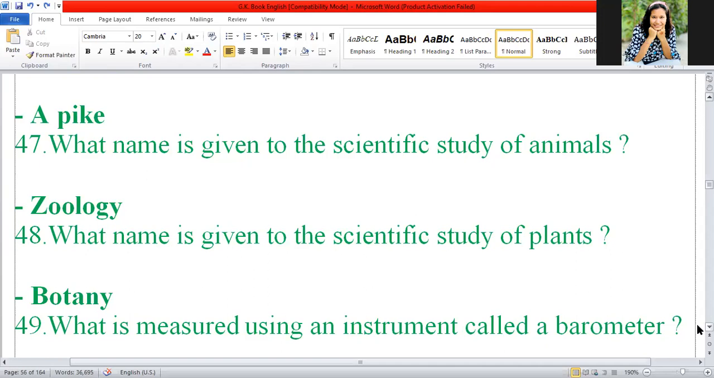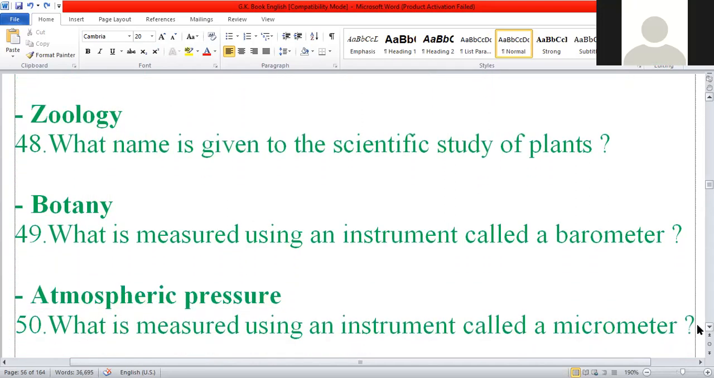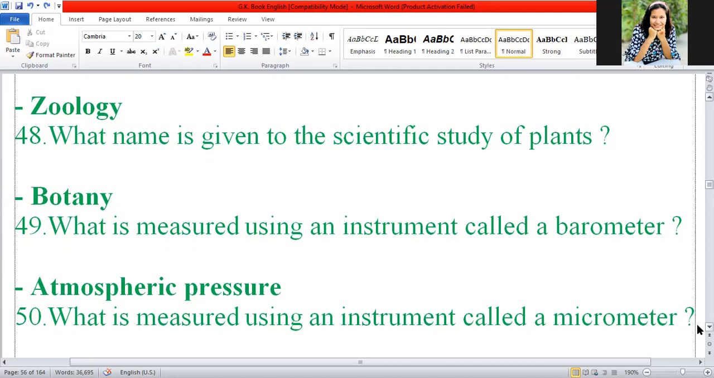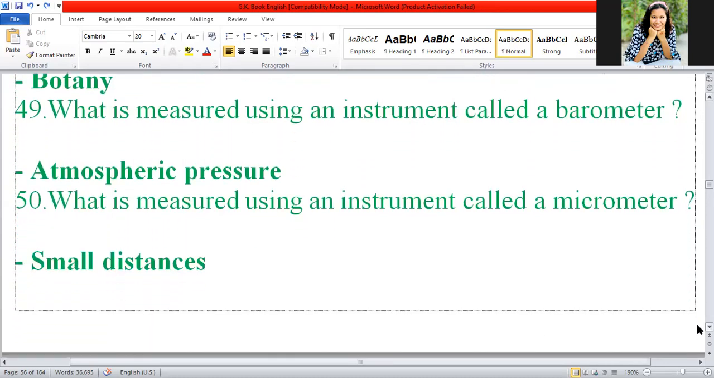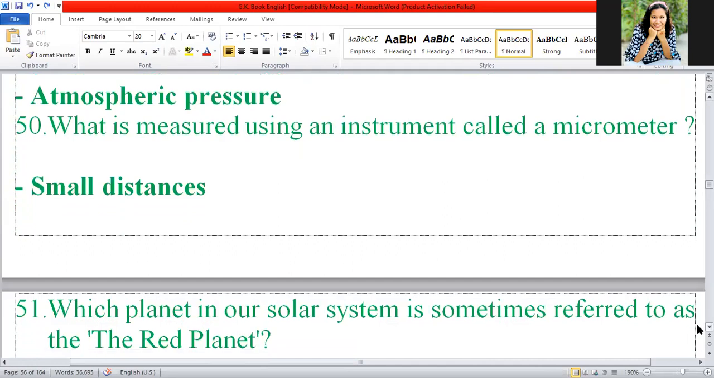Aru ko kehi cha yasma thapnu aru bhannu? Tei nai ho. And the right answer is atmospheric pressure nai raheko cha. Umesh, congratulations. Question number 50 ma raheko cha: what is measured using an instrument called a micrometer? A barometer ko chai answer atmospheric pressure raheko chha bhanne. Micrometer ko chai small distance raheko cha. Macro hunu parne haina ra Suvika ji? Sorry Umesh, yo ta malai pani idea chai bhayena.